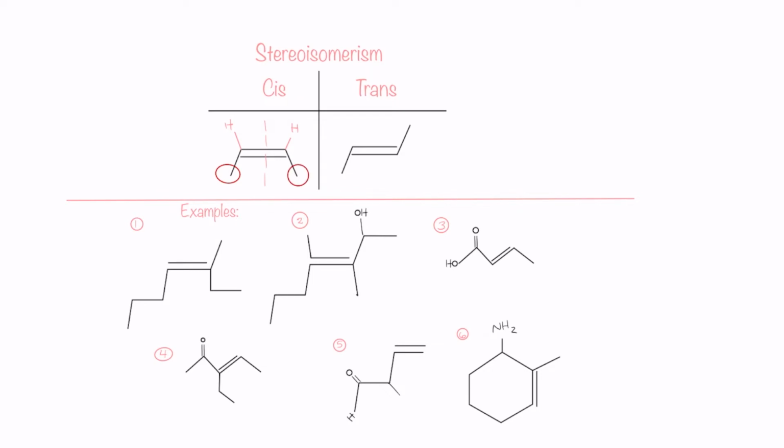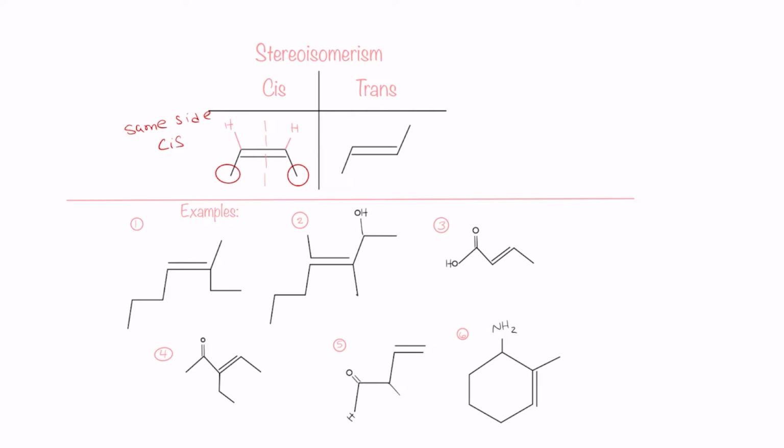So therefore, I see that my two heaviest groups are on the same side. So when the two heaviest groups are on the same side, we say that this is cis. And an easy way to remember that is the alliteration. Same side, cis.